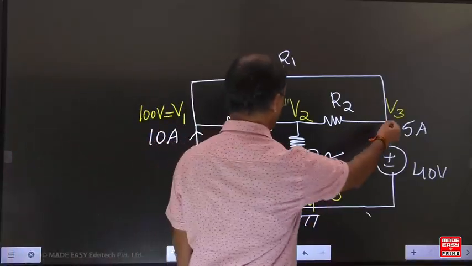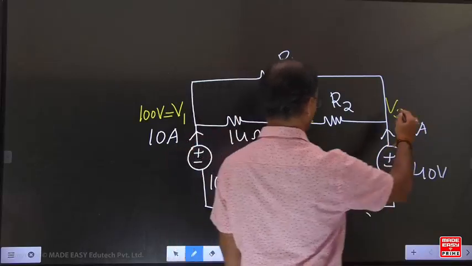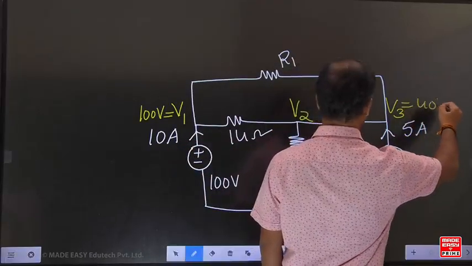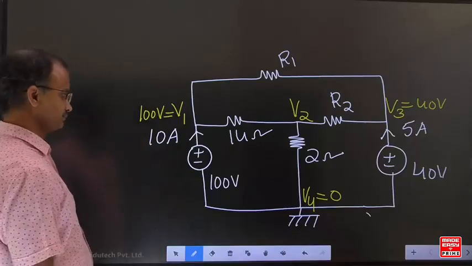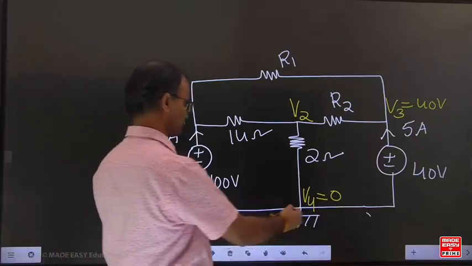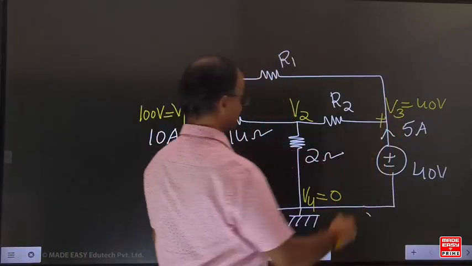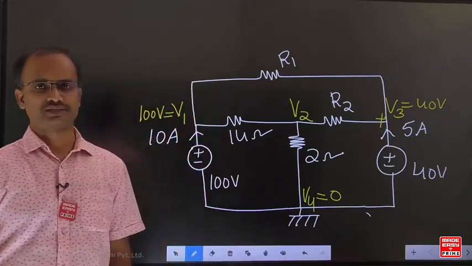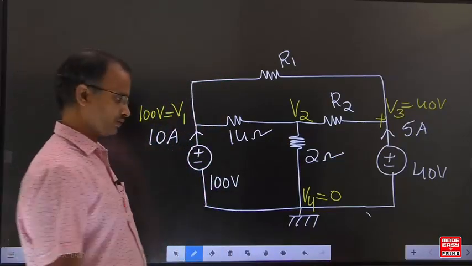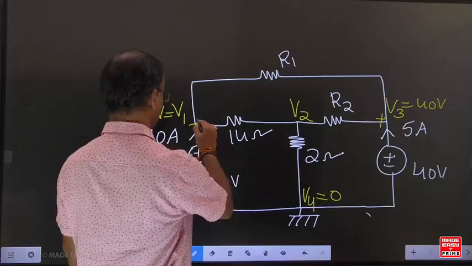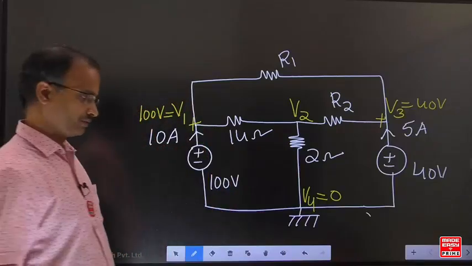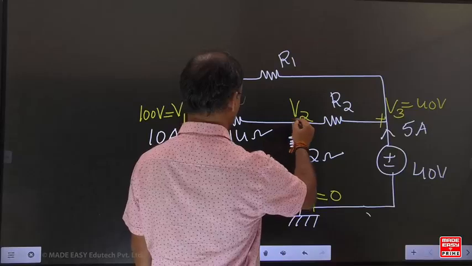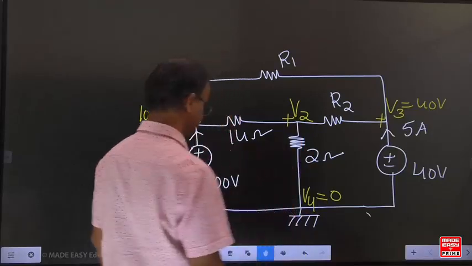Potential difference between V3 and ground is 40. Can you find the V3 value? V3 is 40. With respect to ground potential, polarity क्या है इधर plus. हमेशा ground potential is taken as a reference. With respect to ground potential, again the polarity of this one is a plus.